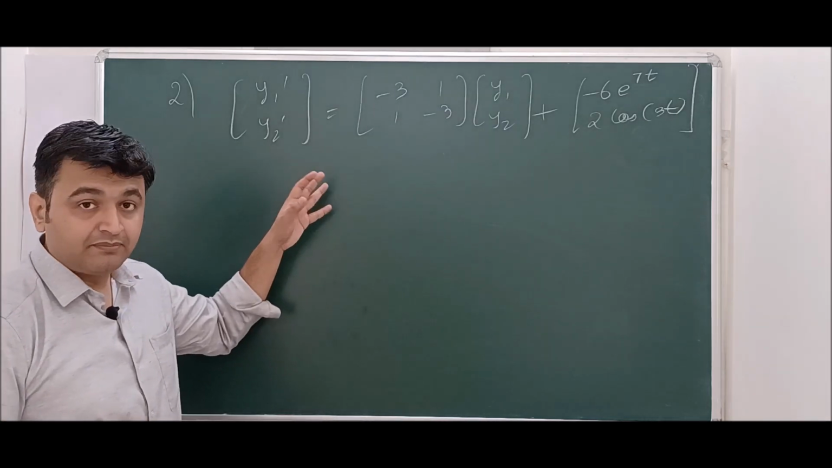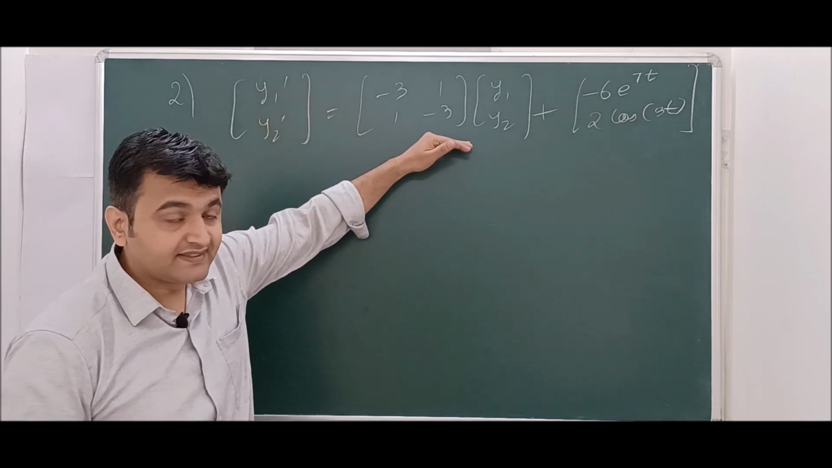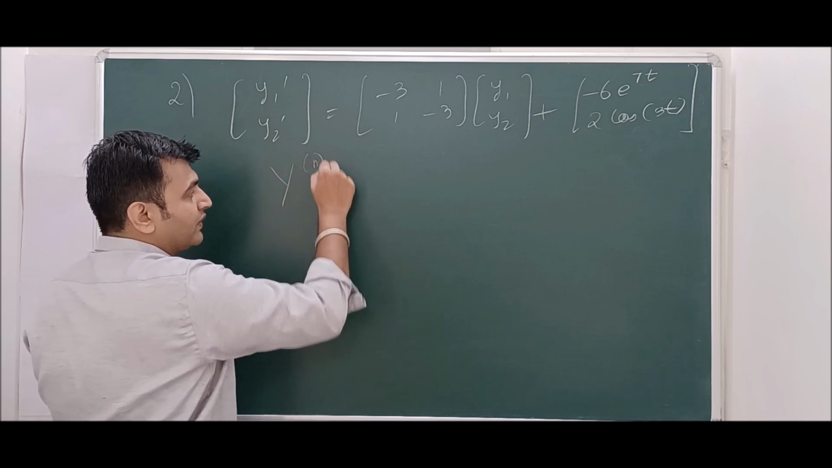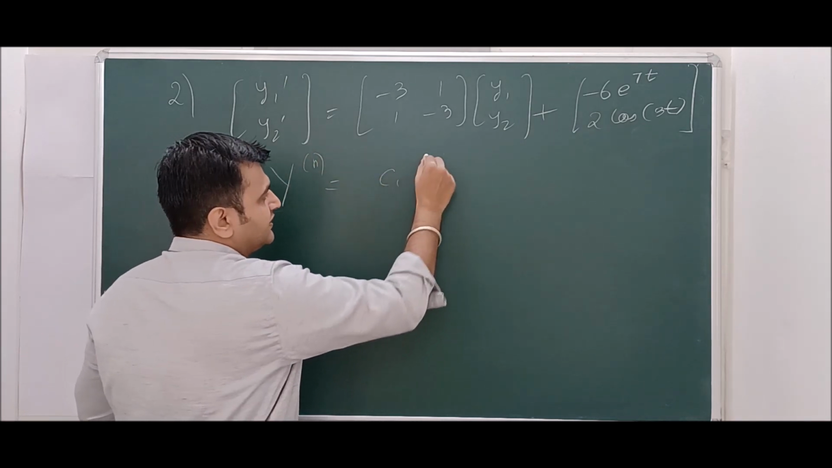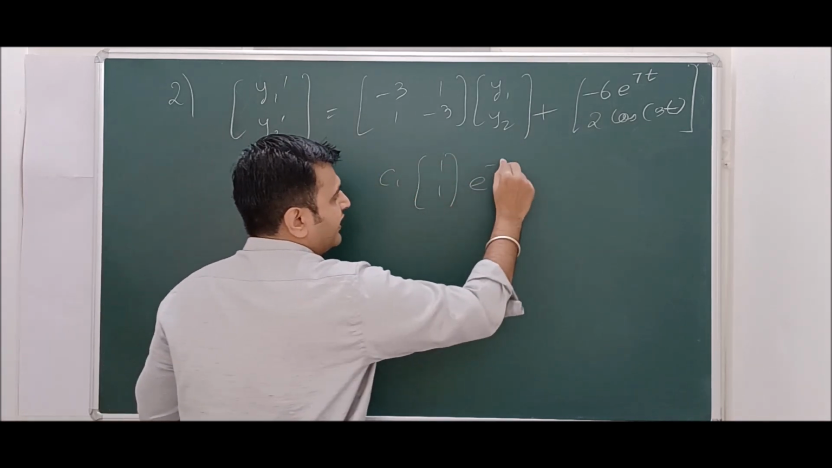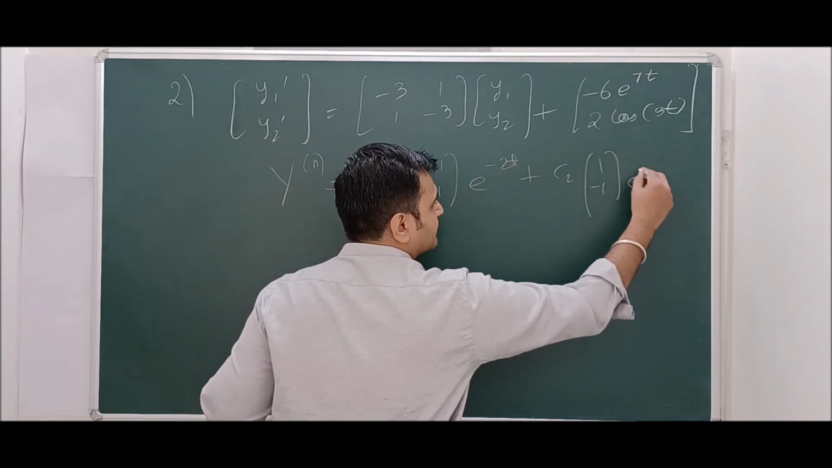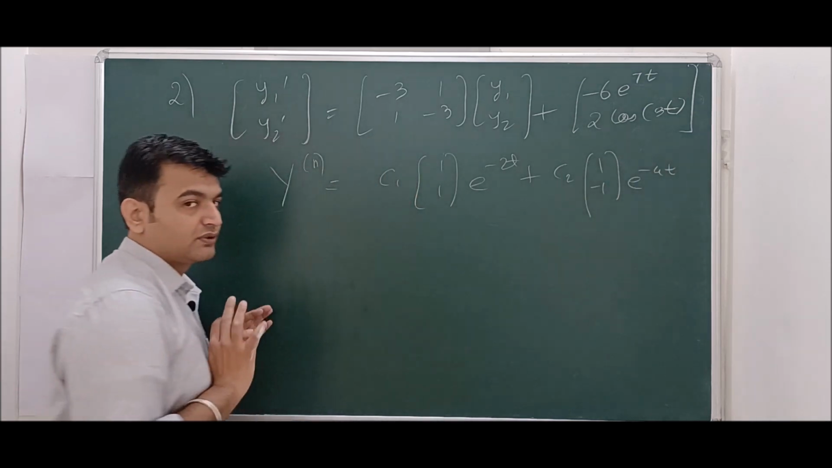Now in the second example, this part I have kept as it is. I have not changed my A, so my YH will be the same thing. No need to again compute YH. Just to save our time, I have taken the same matrix A, and it was 1, minus 1, e raised to minus 4t. So this was our YH.